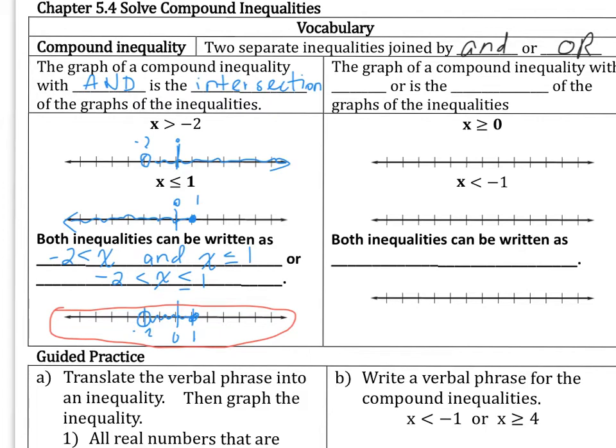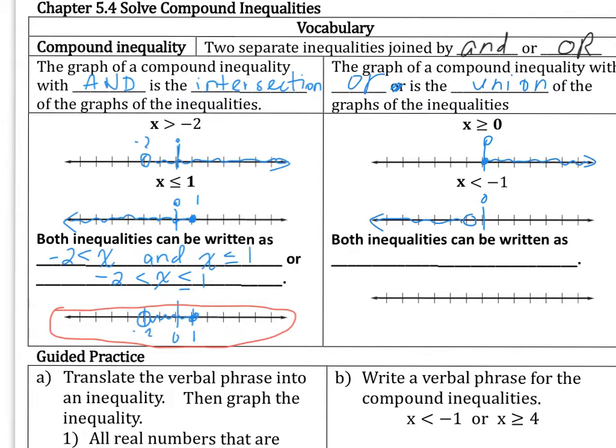The graph of a compound inequality with or is the union of the graphs of the inequalities. So to graph x greater than or equal to 0, I'm going to let this be 0, inclusive. I will have to graph everything to the right. Okay, I'm going to mark this as 0 as well. And to graph x less than -1, I have an open circle and graph everything to the left.